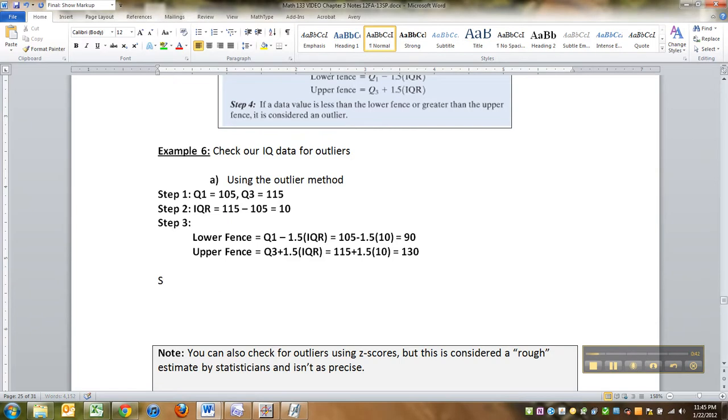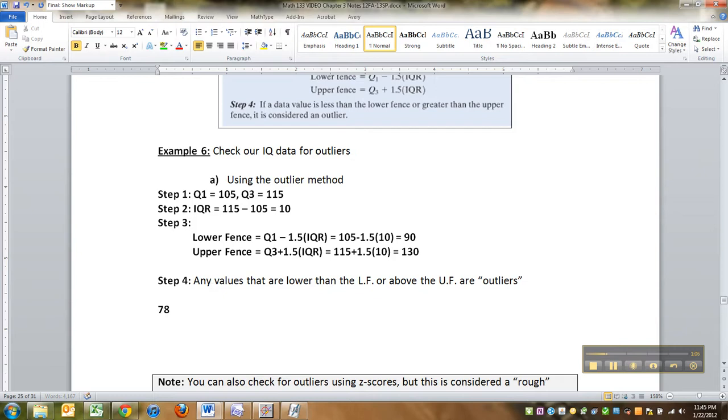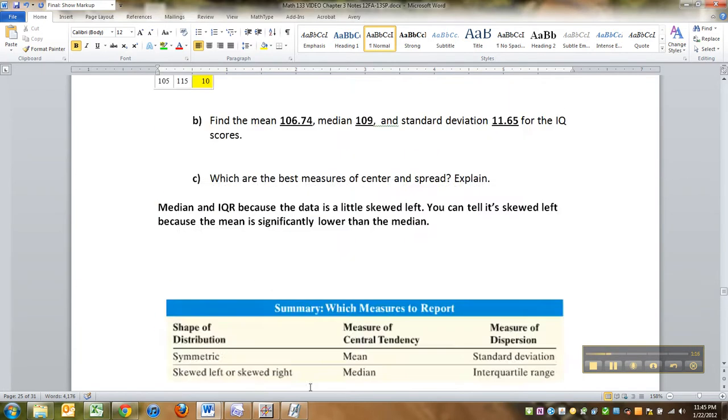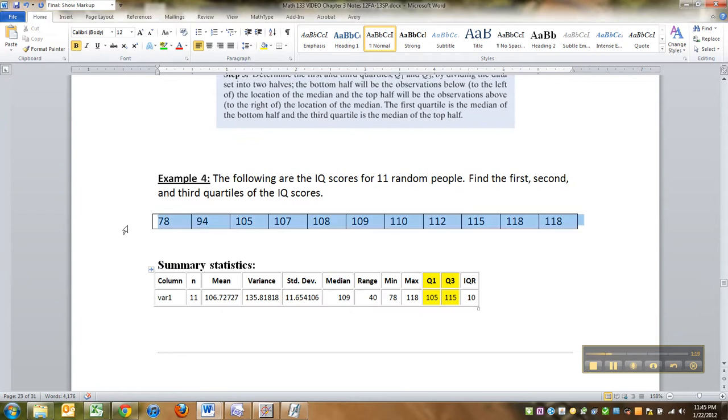Step 4. Any values that are lower than the LF, lower fence, or above the upper fence, UF, are outliers. Right? And we have one. 78 is below 90, so it is an outlier. And that was the only outlier in our data set here. The data set's way back here. There it is. So there's our data set.